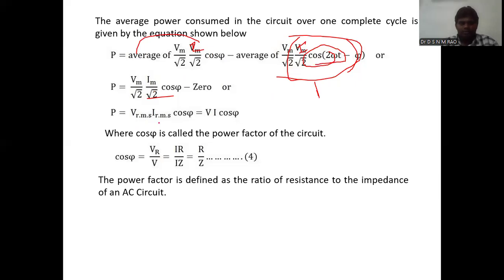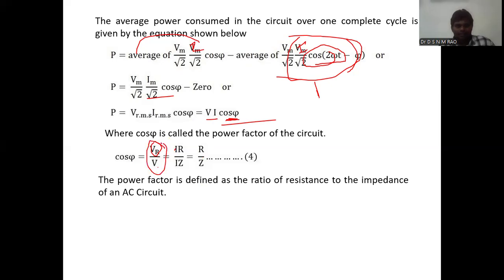Our notation is that all voltage, current or power values are represented in RMS values only. So P equals VI cos phi, where phi is the phase angle between voltage and current, and cos phi is the power factor. From the phasor diagram, cos phi equals adjacent side by hypotenuse, VR by V. VR is I into R, and V equals I into Z, so I cancels, and cos phi equals R by Z.